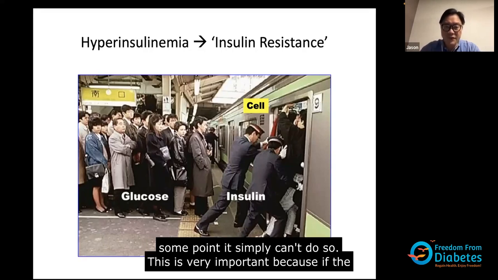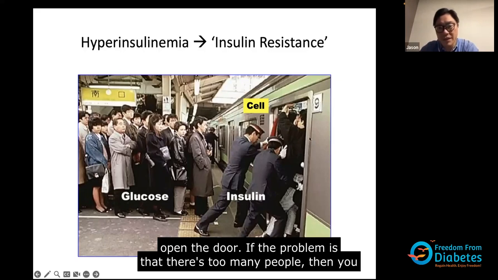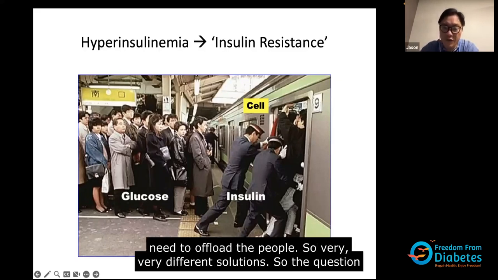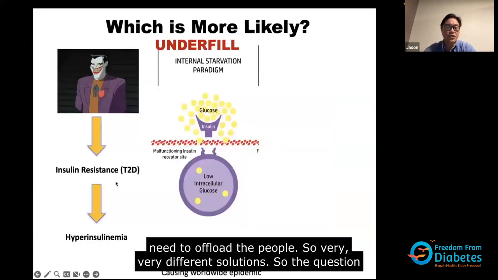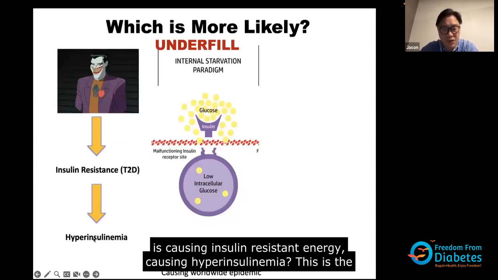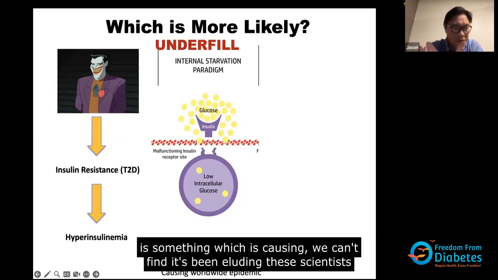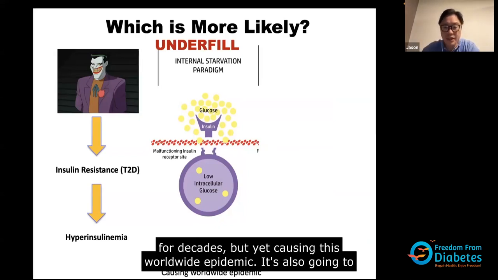This is very important because if the problem is that the door is not opening, then you're going to try and open the door. If the problem is that there's too many people, then you need to offload the people. So very, very different solutions. So the question is, which is more likely? You have this sort of mystery villain, which is causing insulin resistance, which is causing hyperinsulinemia. This is the underfill internal starvation paradigm, right? Your cell is starving. So this is something which is causing, we can't find. It's been eluding these scientists for decades, but yet causing this worldwide epidemic.